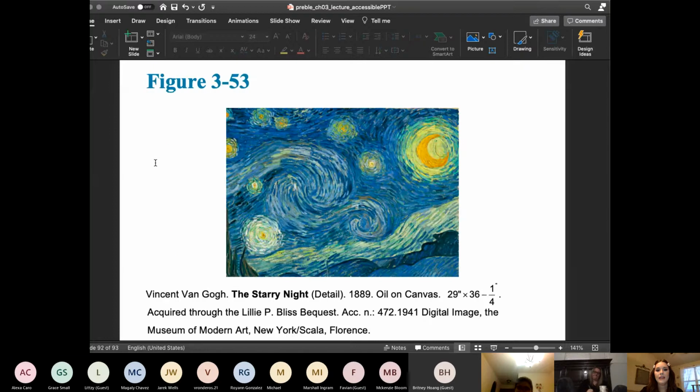An example of impasto, or an artist that used impasto, is Van Gogh's Starry Night. So if we were to look at this in real life, we would see the bumps and the lines with the thick paint application.